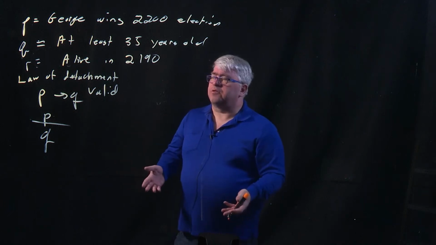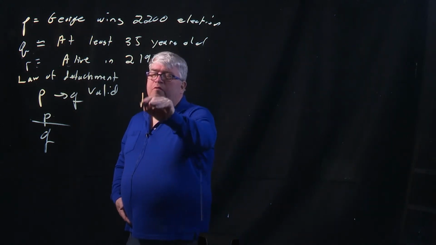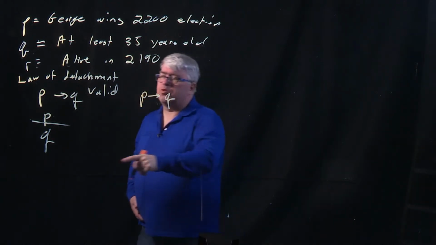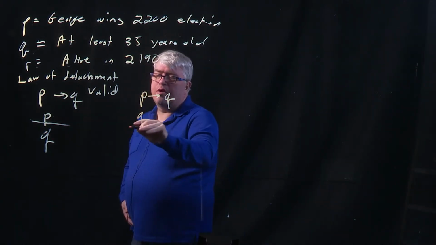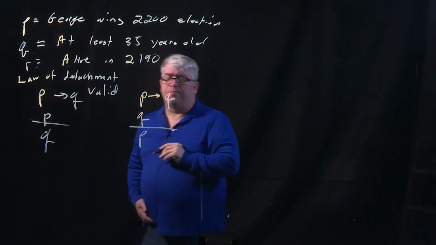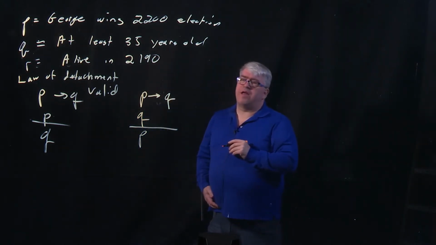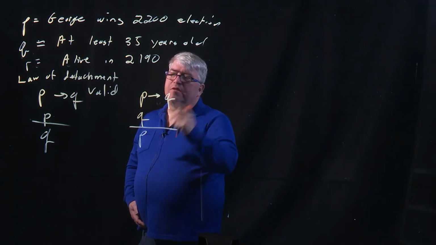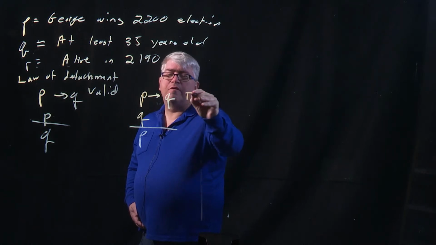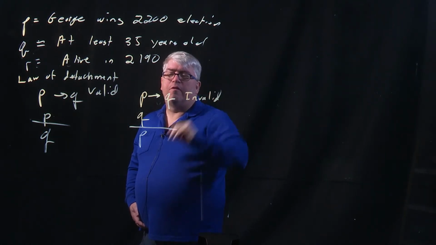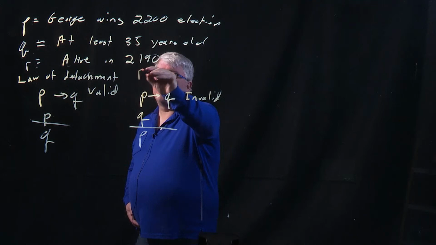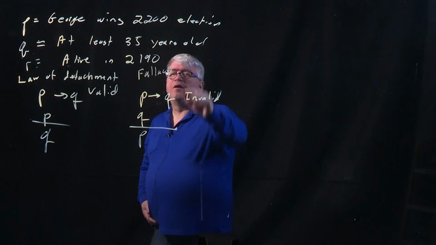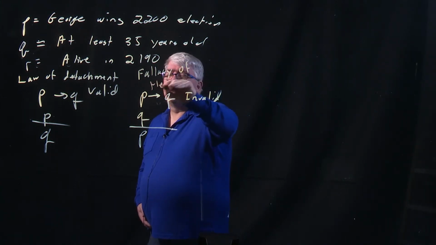So let's look at some of the others that involve arrows. So if I have P implies Q, and I'm going to switch these two, and I'll put a Q here, and I'll put a P here, then I've got another argument slightly different. This one is actually invalid, and this one is called the fallacy. Fallacy means a wrong argument, wrong thinking. Fallacy of the converse.